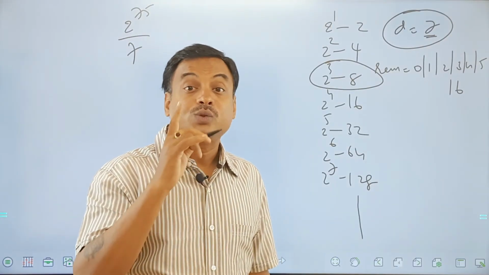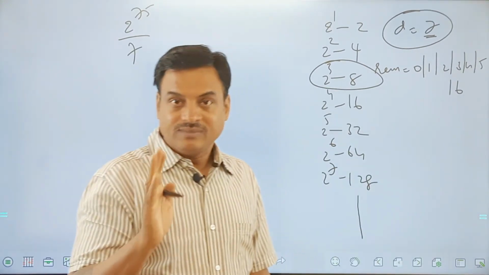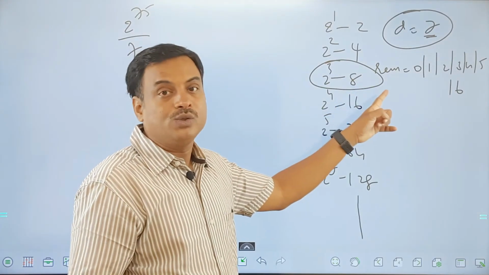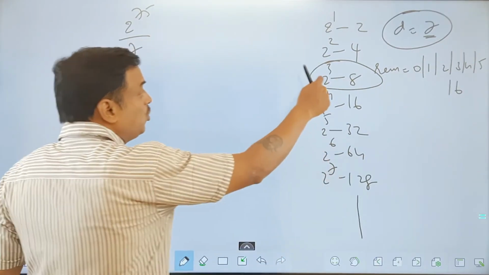Close to 7, close to the divisor. Close in the sense of a difference of plus 1 or minus 1. Like here, 8 is 7 plus 1. It is very close to 7, so I have to take 8. Correct? So my target will be 2 power 3.